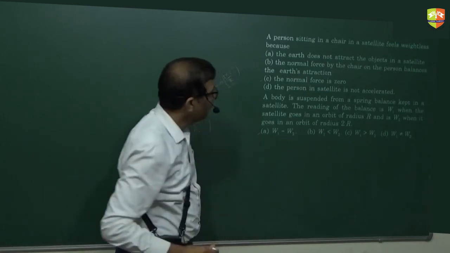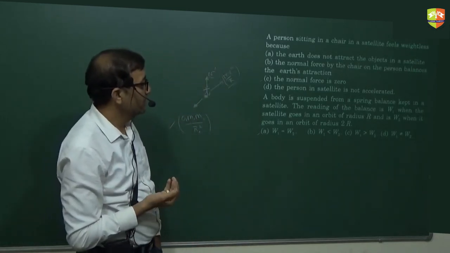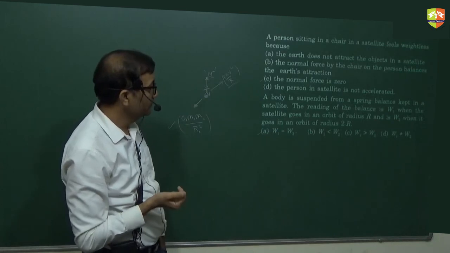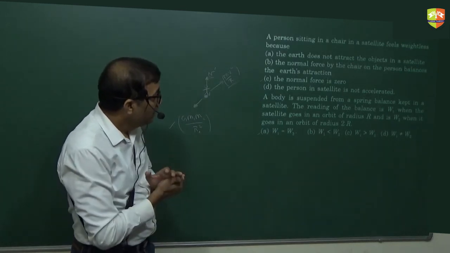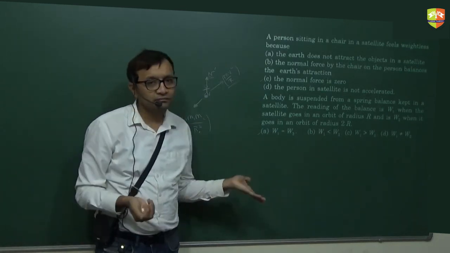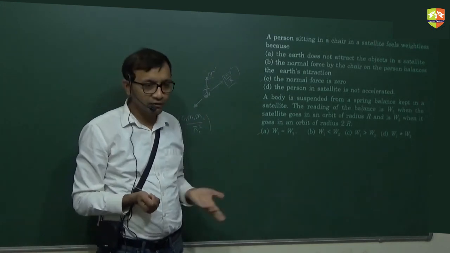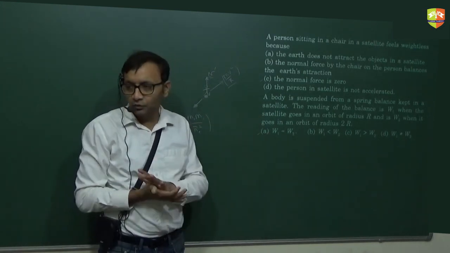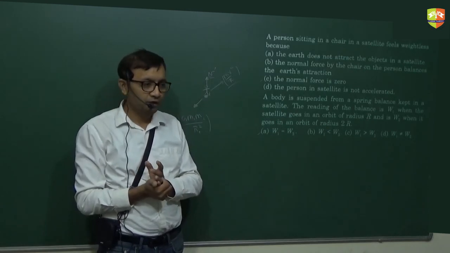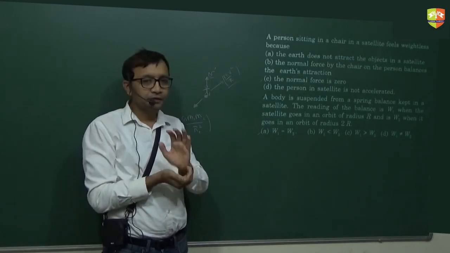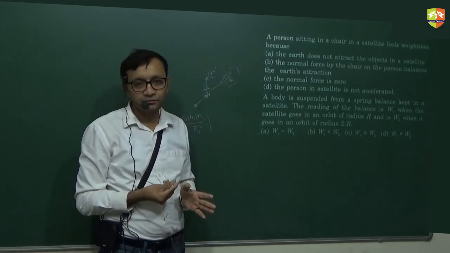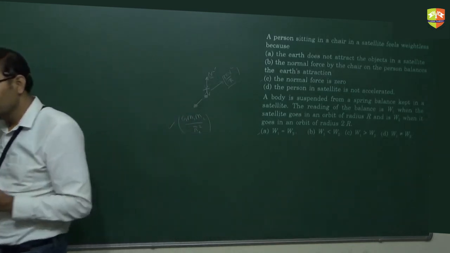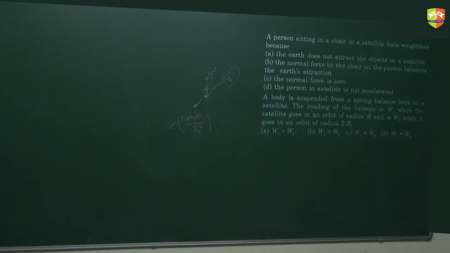Anyways, this one: a body is suspended from a spring balance. The reading of the balance is W1 when the satellite goes in orbit of radius R, W2. So both are weightlessness. W1 will be equal to W2. It doesn't matter what the radius of revolution is, it is weightless. The spring can't apply any force. In a spring balance, the weight is kx. Whatever force the spring applies, that is what the spring will show as the weight.